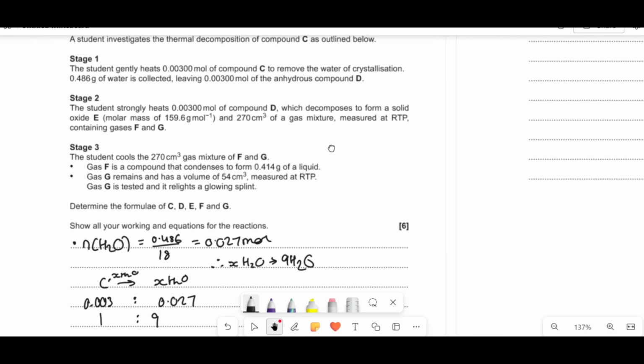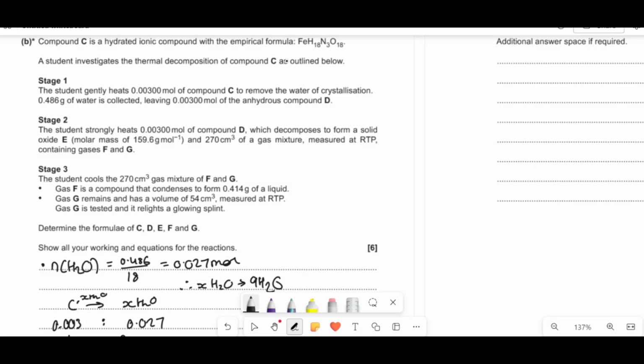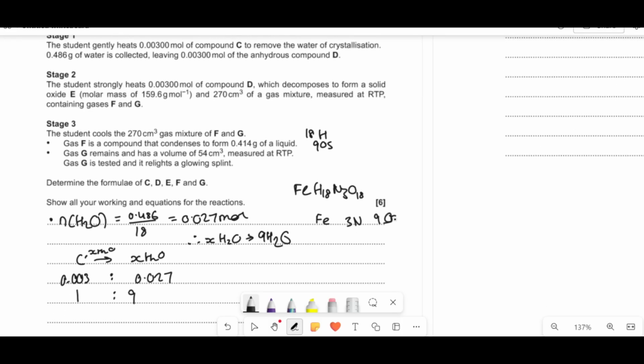Pretty sorted, fine. Now, if we have a look here, we know that compound C is a hydrated ionic compound with this empirical formula, fine. And we now know whatever this C is has to have 9 H2Os in it. So if we look at FeH18N3O18, 9 H2Os would be 18 H's, 9 O's. So if we take that, we're left with Fe, right, 3 N's, and then 9 O's. So we could figure out what it is, and it's looking like it's possibly NO3s. However, we should probably try to calculate it back before jumping to that. So before we say, okay, that's definitely got to be NO3s, we need to go and see what else happens.